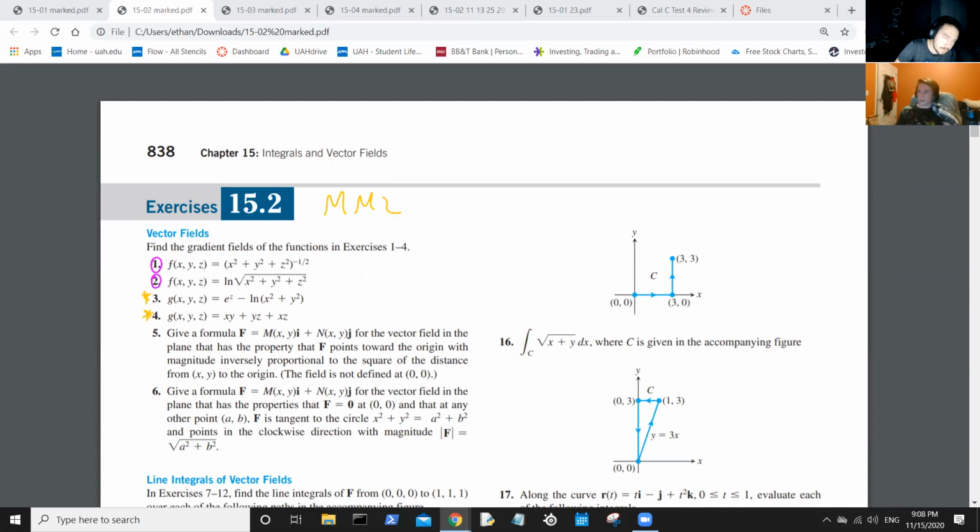Gangers. All right, first problem of the day is find gradient fields of the functions. So which one should we do? Should we do the first one or the second one? We should probably do the second one. Number 2 looks interesting.